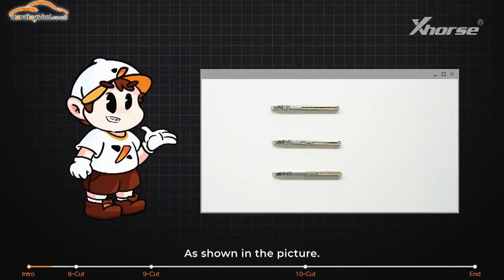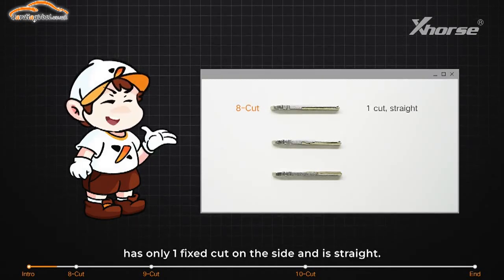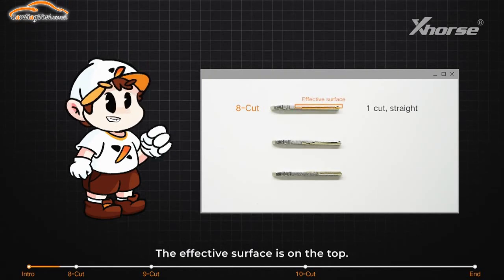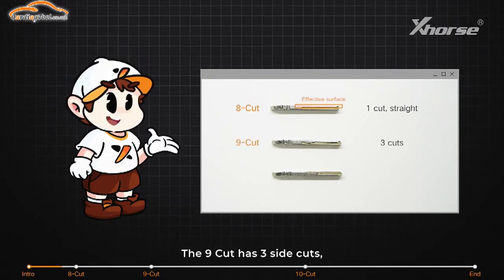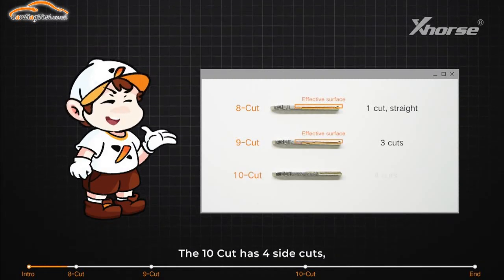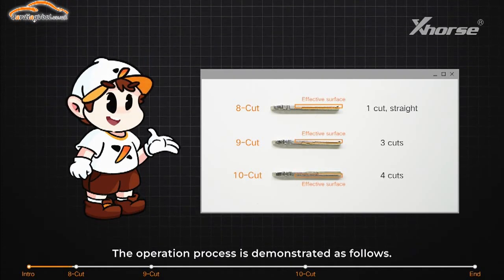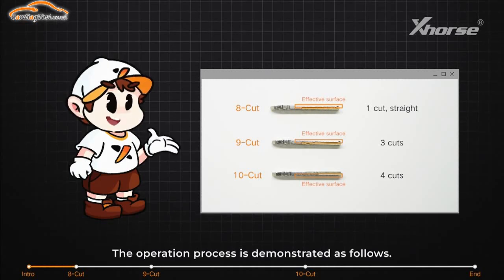As shown in the picture, the 8 cut key has only one fixed cut on the side and is straight. The effective surface is on the top. The 9 cut has 3 side cuts, and the effective surface is on the top. The 10 cut has 4 side cuts, and the effective surface is on the bottom. The operation process is demonstrated as follows.